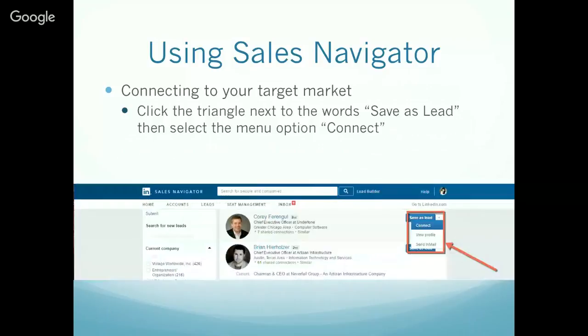So now you finally are able to connect with your target market. How you do this is by clicking on the triangle next to the words Save as Lead. You can see in the screenshot here that it's to the right of the name of the person. And then once you click on the triangle, you're going to want to click on the option called Connect, and it's going to bring up a new screen.